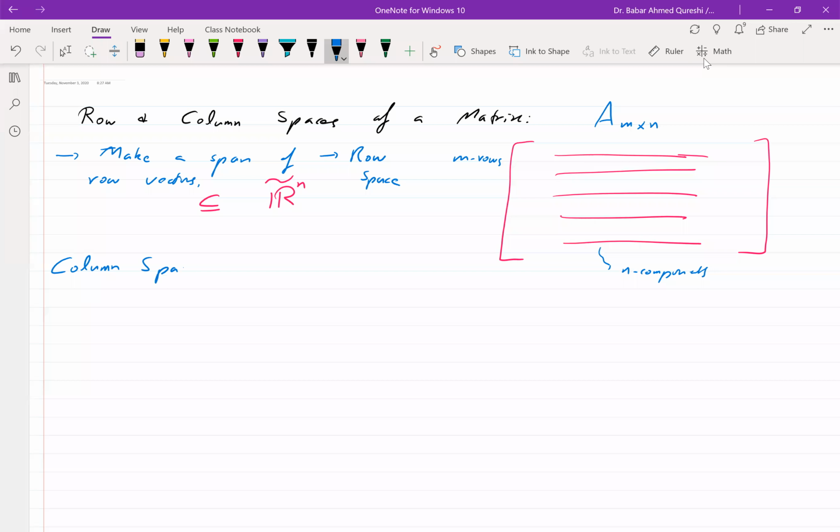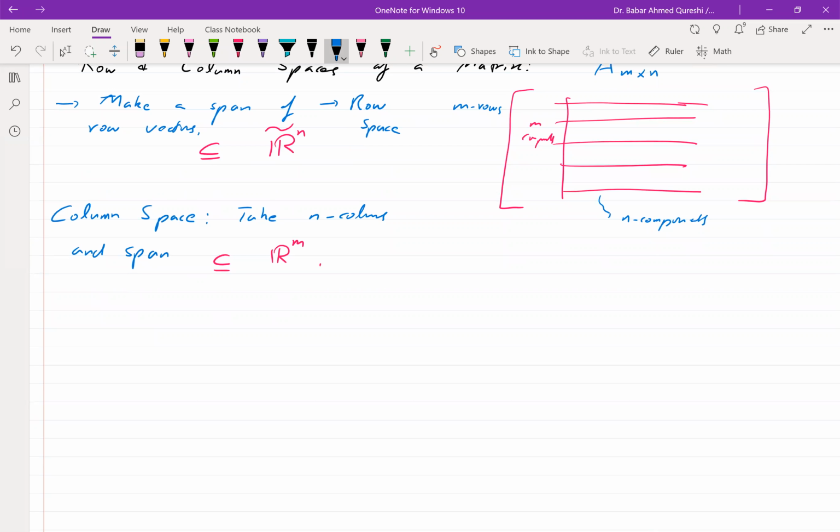And column space is same: take all the n columns, and span. So again, it's going to give you a subspace. Each column has m components, right over here. So it's going to be a subspace because they live in Rm. So this gives you a subspace of Rm.